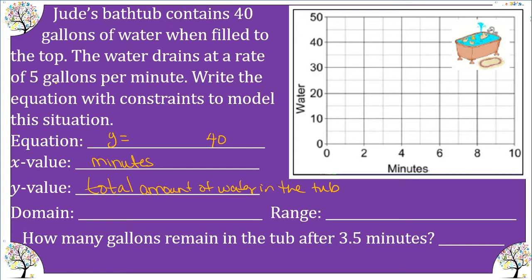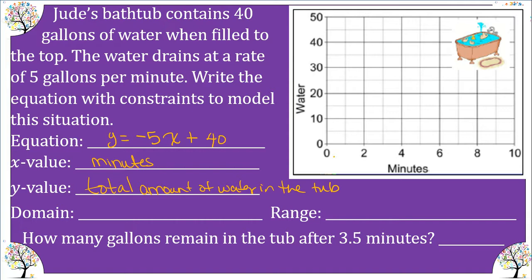So it's going to be draining. Draining means negative, so 5 gallons per minute. So at minute 0, I have 40 gallons. Okay, so our domain is going to start out at 40, and then it's going to go until it drains completely to 0.